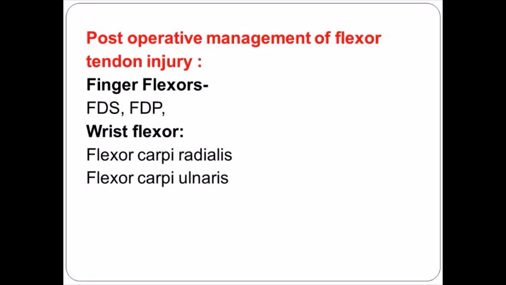Now coming to the post-operative management of flexor tendon injury. As I told in the beginning, there are 9 tendons which we usually discuss in flexor tendon injury: 4 flexor digitorum superficialis, 4 flexor digitorum profundus, and 1 flexor pollicis longus. But if the injury happened at zone 5, then flexor carpi radialis and flexor carpi ulnaris you cannot ignore. So these are the tendons we are going to talk about in our post-operative management.